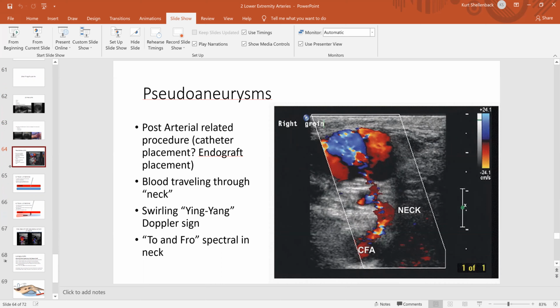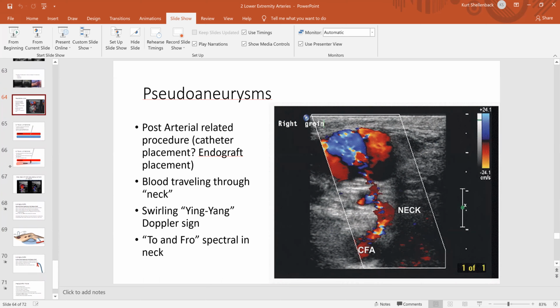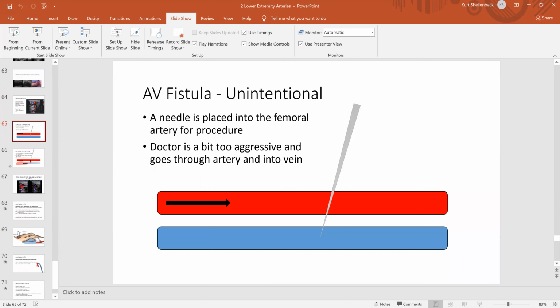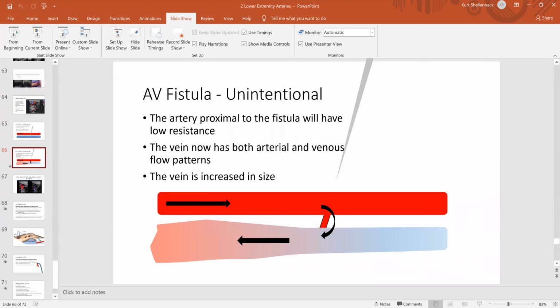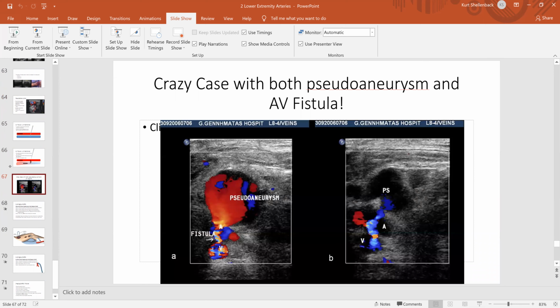Pseudoaneurysms. If you know the person has recently had a needle stuck in them, they perhaps have a pseudoaneurysm. So an AV fistula. I have a little graphic where this comes down and sticks through the artery and the vein. So the doctor has put a needle in, got a little aggressive, and went right through the artery and into the vein, causing an arterialized flow in the vein.